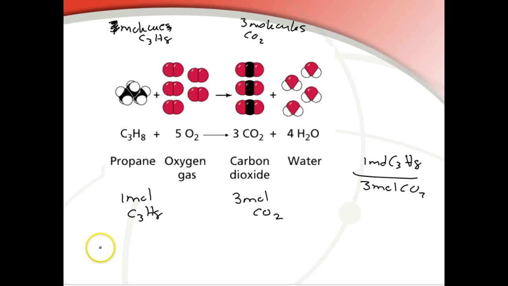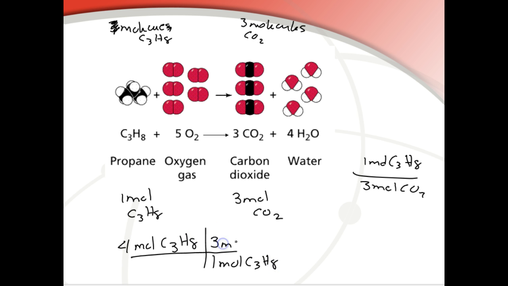And so if I started with 4 moles of propane, I can put in my conversion factor here: for every 1 mole of propane, I form 3 moles of carbon dioxide. Moles cancel, giving me 12 moles of carbon dioxide formed. This is the only idea. This is the only addition to the normal conversions we've already done that constitutes stoichiometry. That's the only thing that's really new.